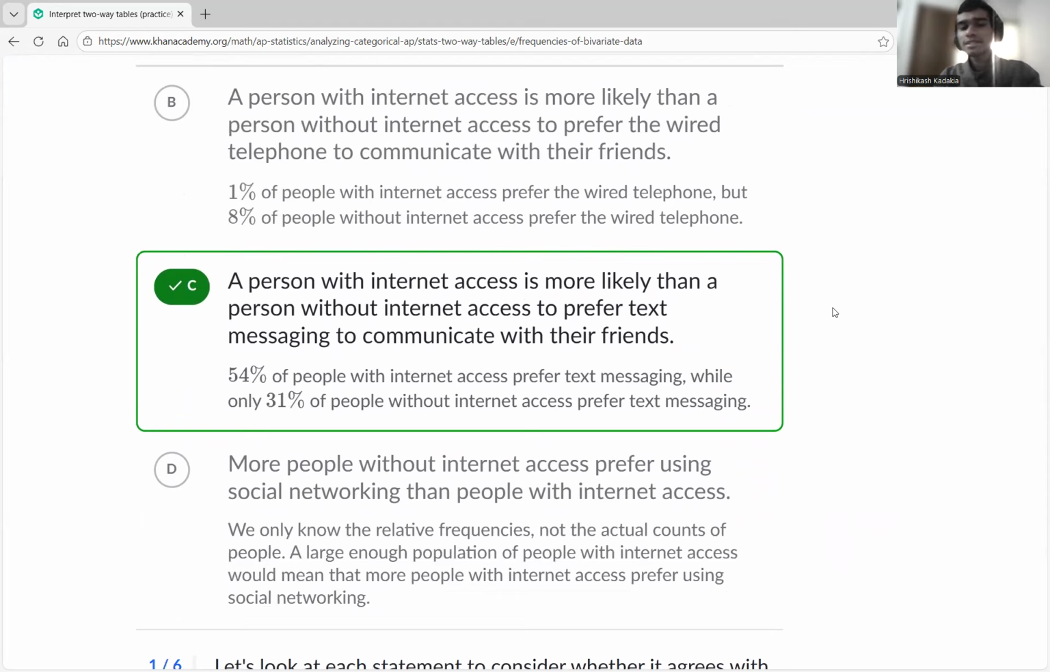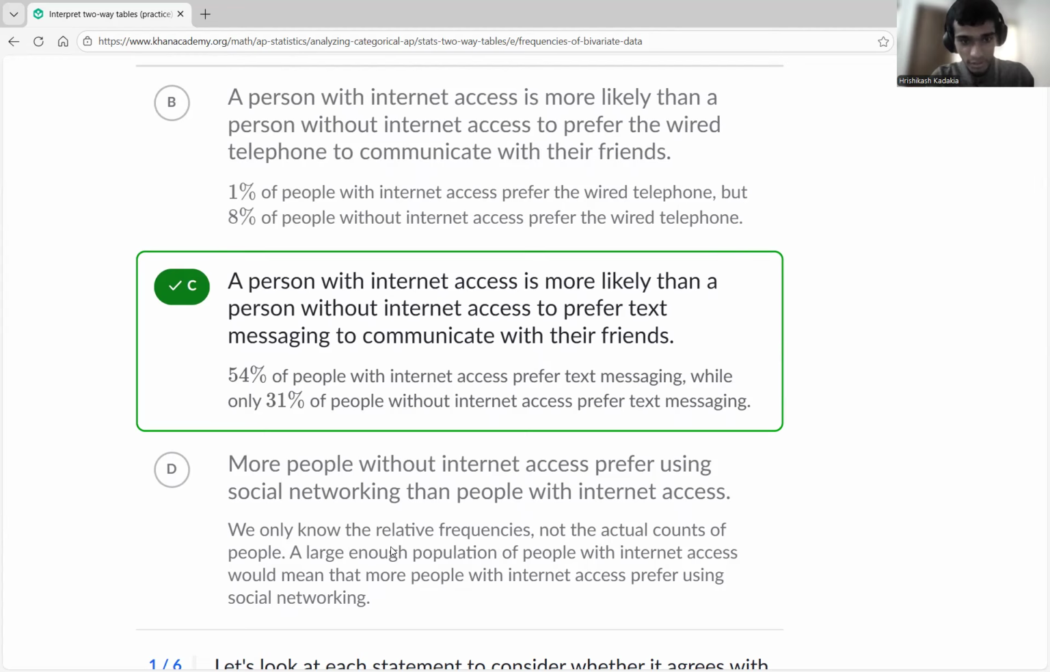If you check D, why is it incorrect? Because we know the relative frequency is not the actual count of people. We can't say more or fewer people; we can just say more likely or less likely. We can just say the chance, or the percentages. So of all the people with internet access, this many are more likely to prefer it, and we can definitely say that because the percentages are higher. But we can't say more people like this or fewer people like this. We don't know the exact actual counts.